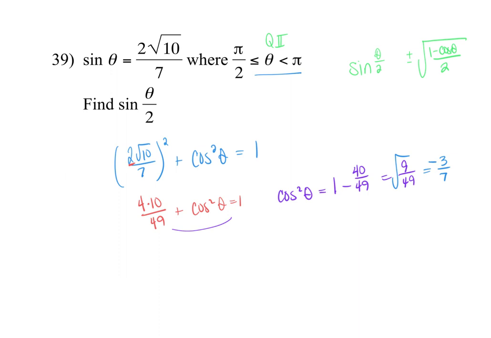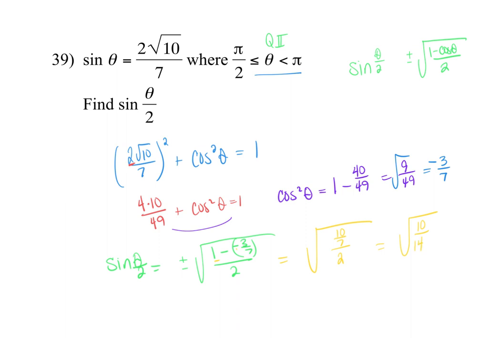And now I can plug it in. So if I'm looking for my half angle, then I'm going to say the positive or negative root of 1 minus negative 3/7 over 2. Just simplify it. That's going to be 7/7, right? Common denominator, this becomes plus. So 10/7 over 2. So square root of 10 over 14.